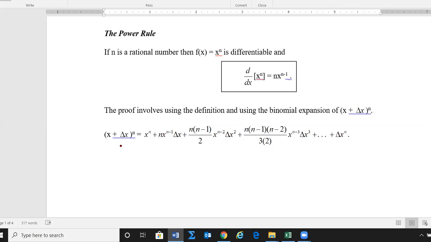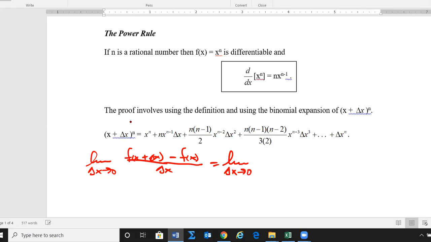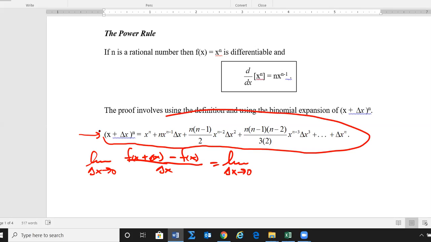So the point is that when you set up your derivative, you're going to have this limit. Delta x is heading to 0, and you have f of x plus delta x minus f of x over delta x. And what you'll do is put in this expression I have up here. This is the expression for x plus delta x to the nth power. So we'll have all of that. I'll kind of cheat here a little bit. I don't want to rewrite all this. So we have all of that, and then we're going to subtract.